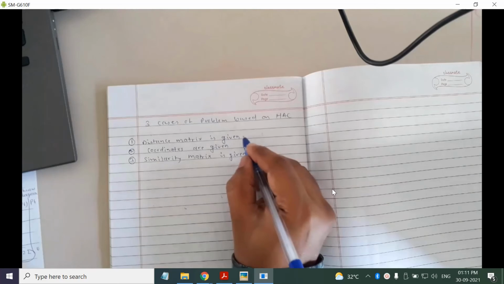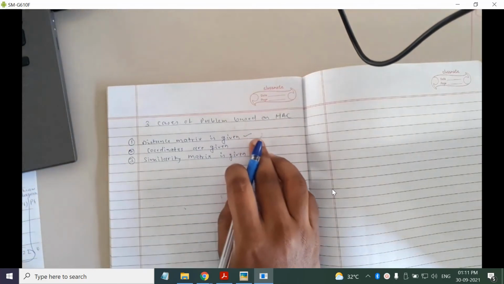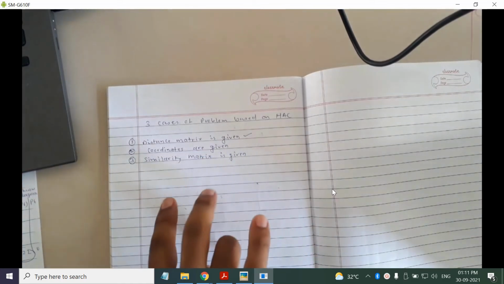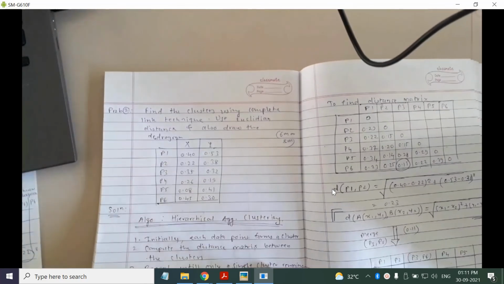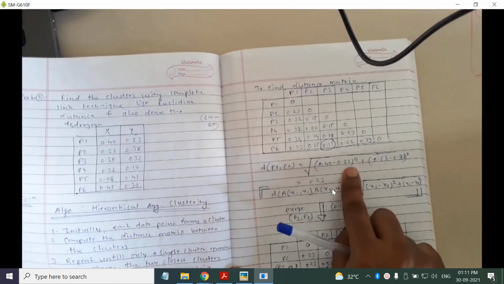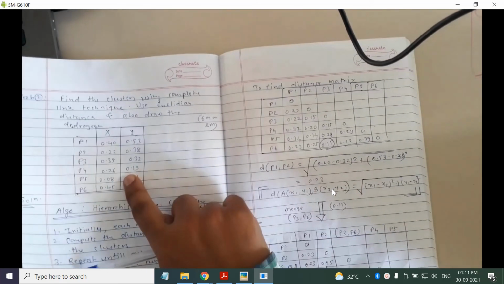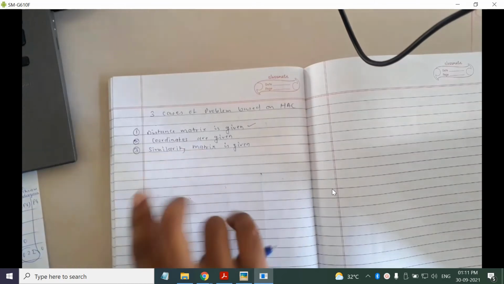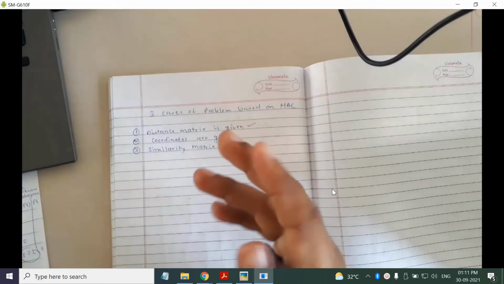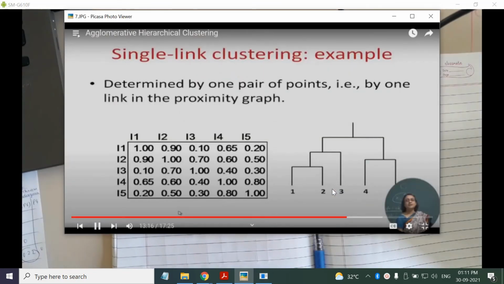Okay, so this is the best case, okay, where you can directly start the algorithm. Okay, you select the points which are very closest. Okay, coordinates are given. So here, as we have seen, first you have to apply the Euclidean formula. Okay, from the coordinates you have to calculate the distance matrix and then follow the rest of the procedure. In similarity, okay, the concept will be opposite. Okay, so you have to find the pair whose similarity is the highest.